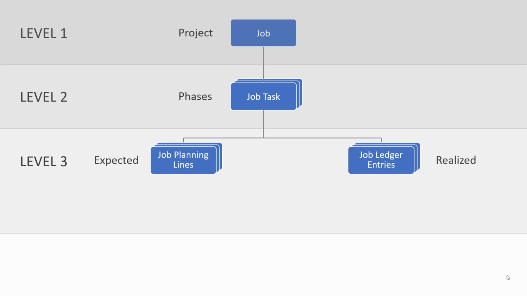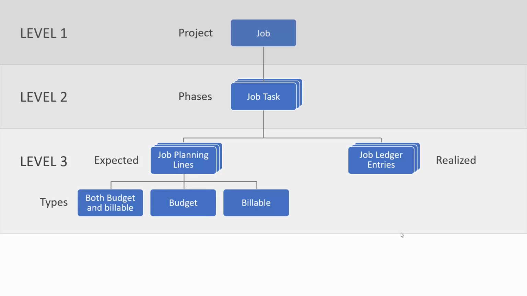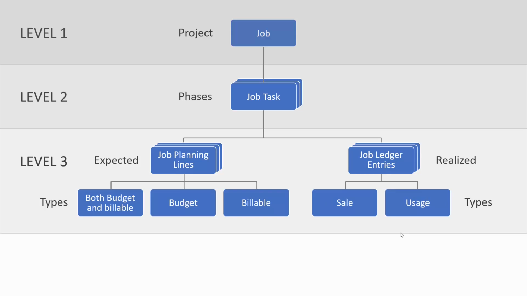As I mentioned, the job planning lines show the expected. For each job task, the planning lines describe the expected consumption of items, of resources, and other costs. For example, which resources should do what work, which items do we need, and the different types of planning lines can help us define whether the planned consumption should be invoiced or not. On the other hand, the job ledger entries show the actuals, so what we have actually realized on this job. They can be divided into sales entries and usage entries posted to this job.